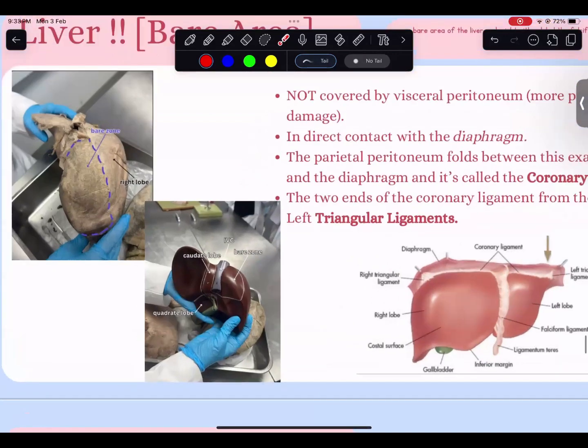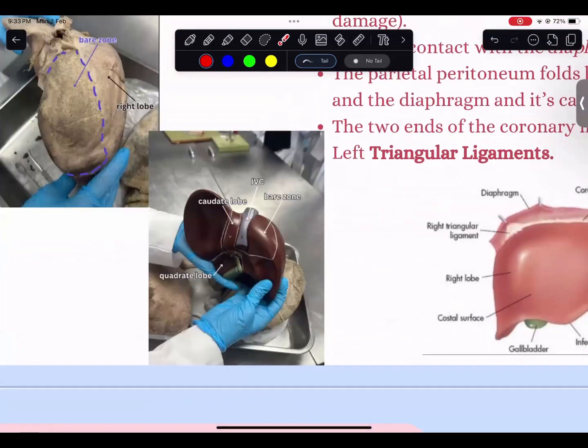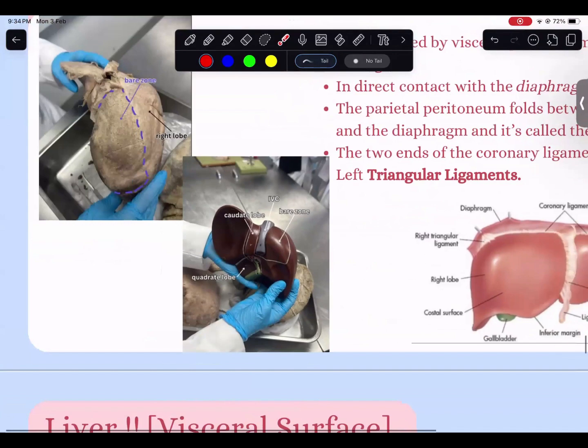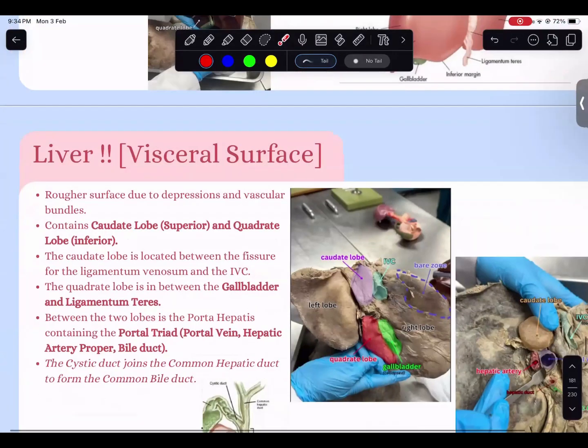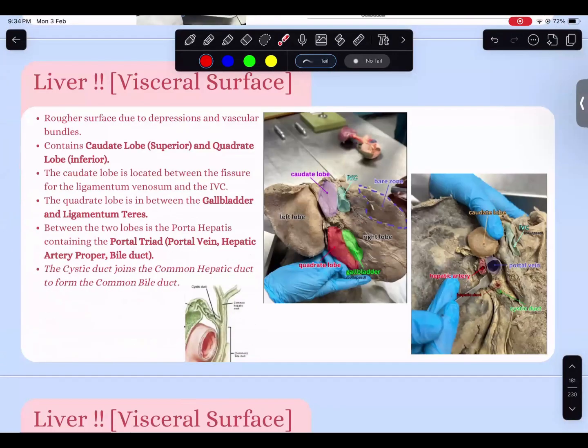I hope that's clear. Adam briefly covered the caudate lobe and the quadrate lobe. The caudate lobe is the superior one, and the quadrate lobe is the inferior one. And this is the bare zone here. This is the inferior vena cava. These are some important points that they can ask you to distinguish.